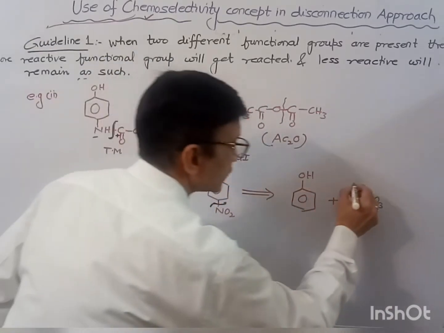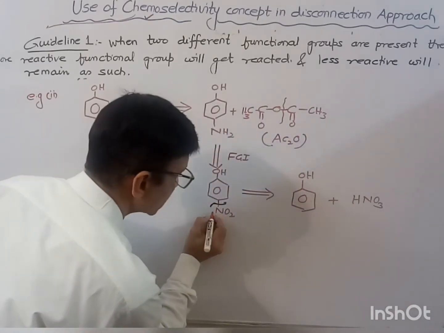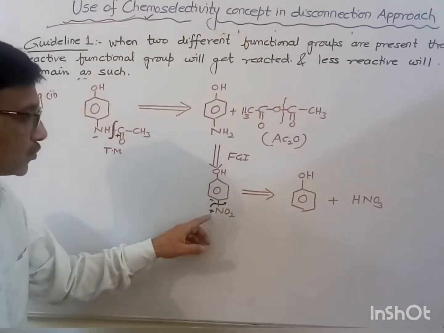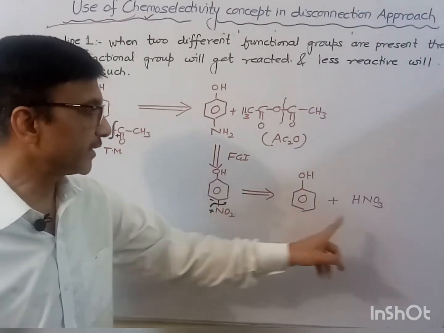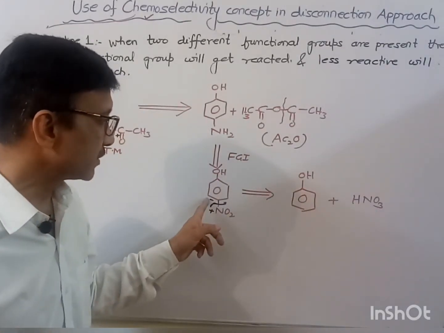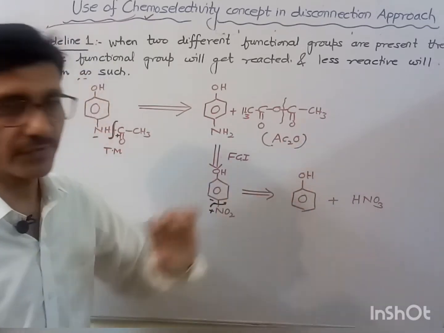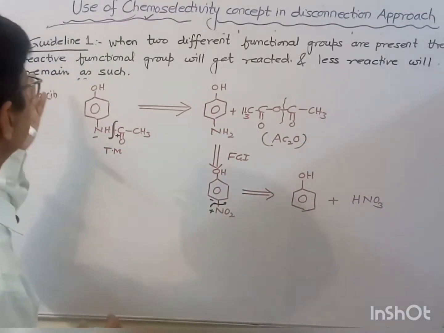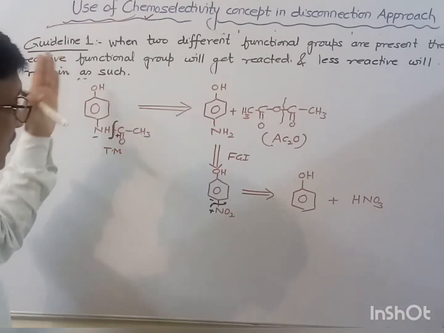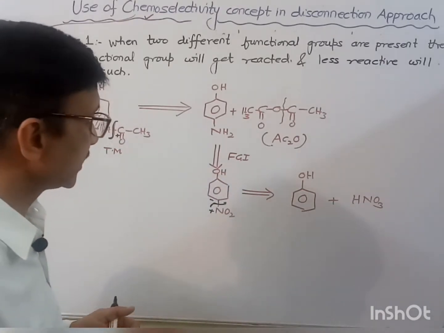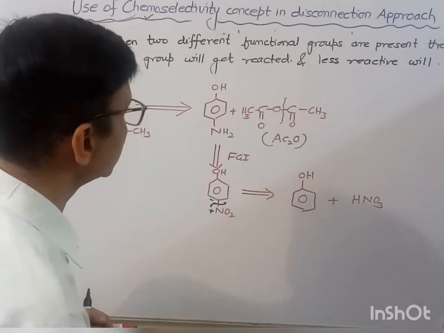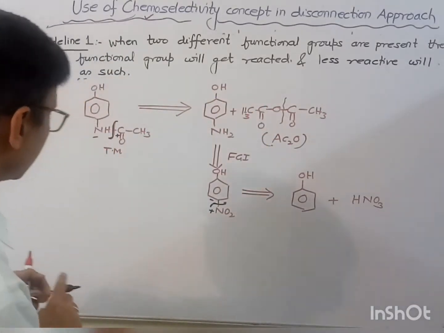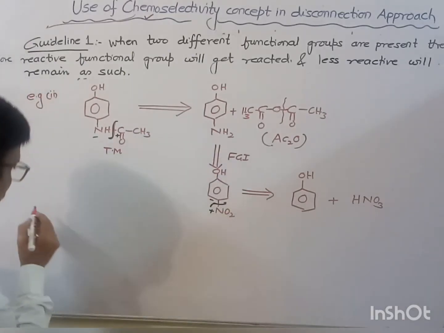Okay, if it was NO2 plus, this will have the positive charge and this will have the negative charge. So the NO2 synthon is converted into HNO3, where here we will add the H plus to get the phenol. Now, where is the chemoselectivity used? If I write the synthesis part, then you can see it.